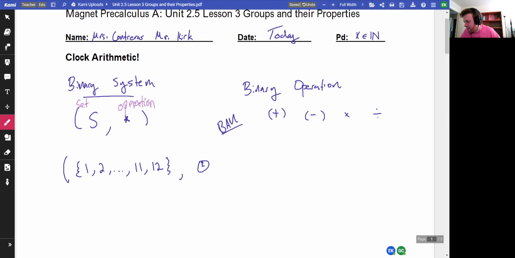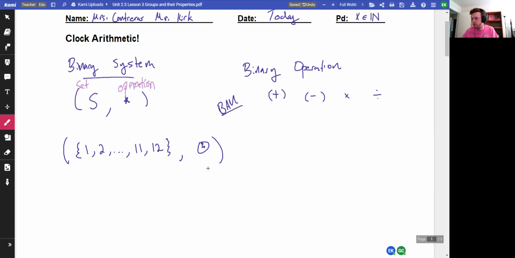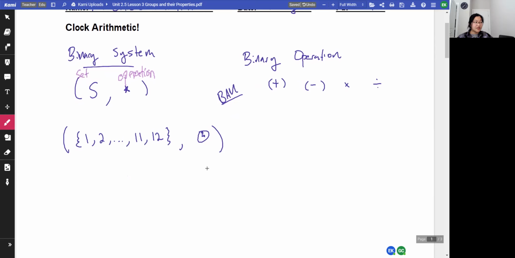Let's see if I can draw a nice little clock. Does that look like a clock? Oh, yeah. It totally looks like a clock. Okay. This is clock arithmetic. It takes a number on the clock, and then it's a binary operation. So you take 2 things. Give me 2 numbers on the clock. 3 and 12. So 3 clock 12. I like using clock as a verb, by the way. It makes me happy. 3 clock 12.